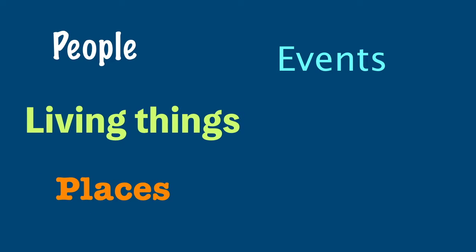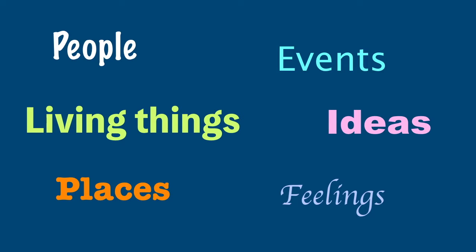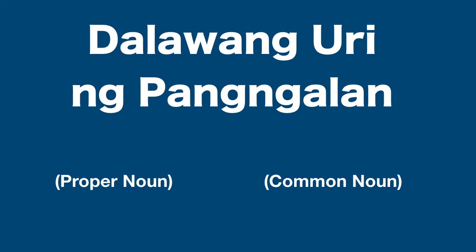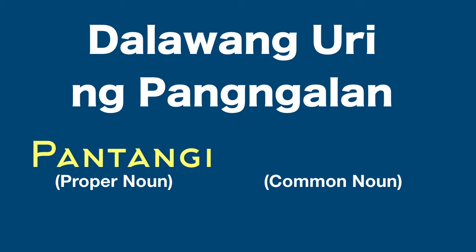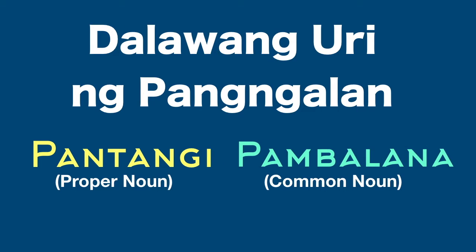So, ano nga ba ang mga pangalan? Ito ay maaaring pangalan ng tao o ano pa mang bagay na may buhay tulad ng mga puno at halaman. Maaaring tumutukoy din ito sa mga lugar, pangyayari, ideya, o emosyon. Katulad sa Ingles, meron dalawang uri ng pangalan: pantangi or proper noun in English, at pambalana or common noun in English. Do you remember their differences?